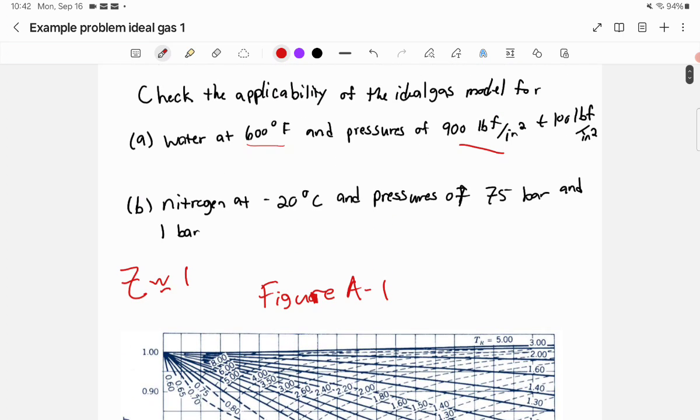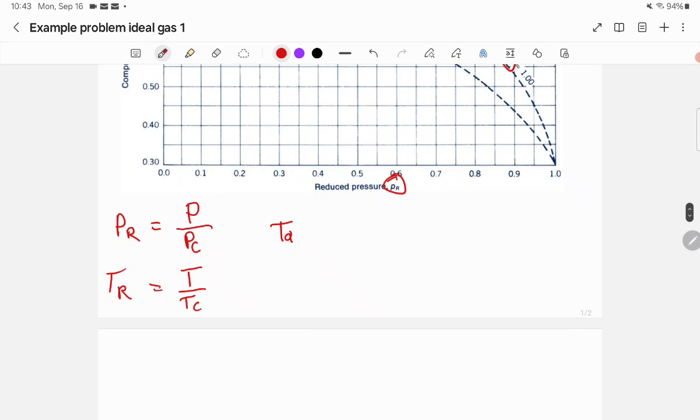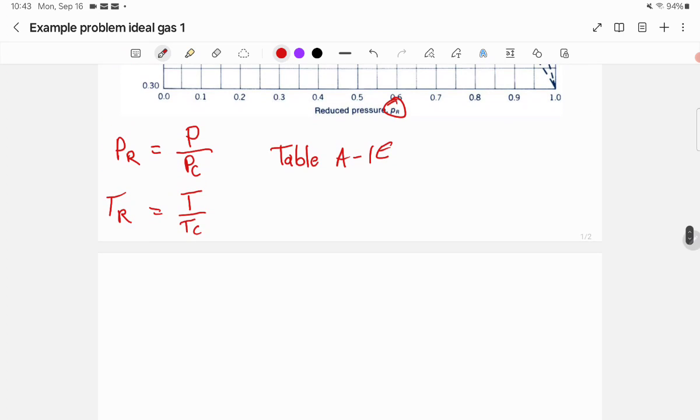So for the first two parts of this problem, I'm going to go to table A1E to find the critical pressures and temperatures. The critical pressure and temperature in these two cases appear for water. Oh, sorry, I don't actually need to know these details, right? I just need to know for water.